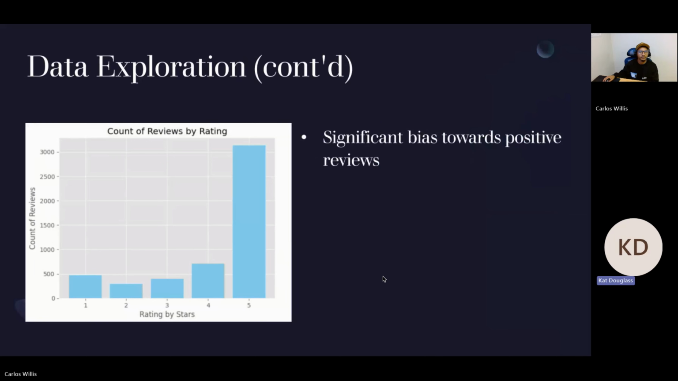So here we have a graph of the reviews and the ratings given by the users. We can see that there's clearly a significant bias towards positive reviews, which is shown by the 5, the highest rating that could be given. We have a little uptick in number of 1-star reviews as well that we can see.